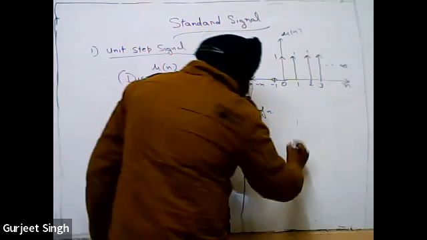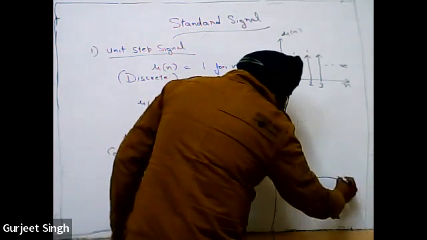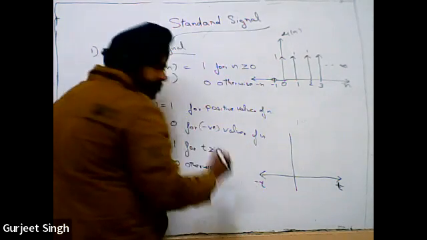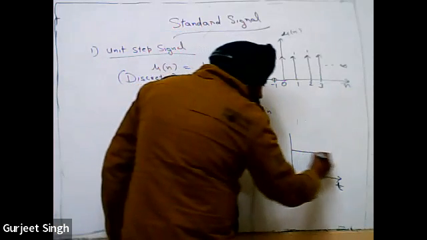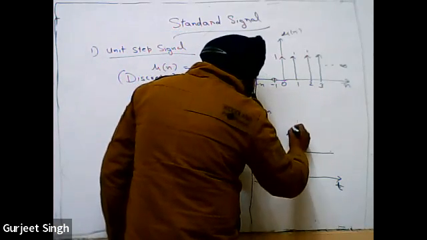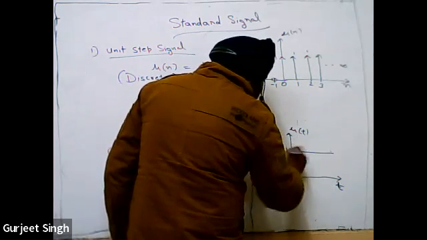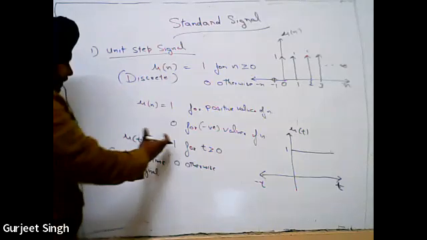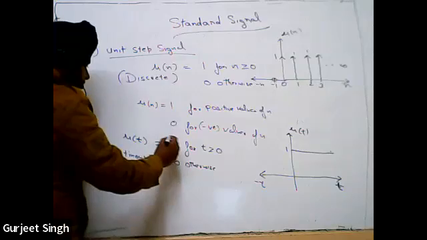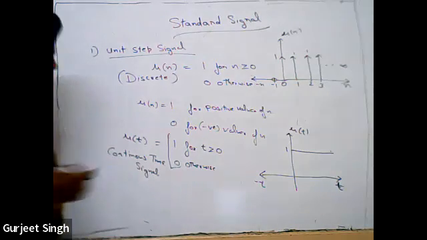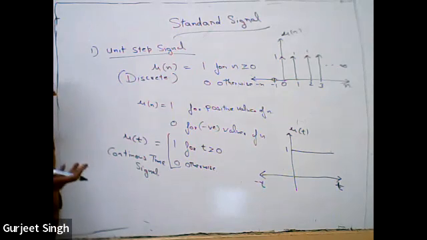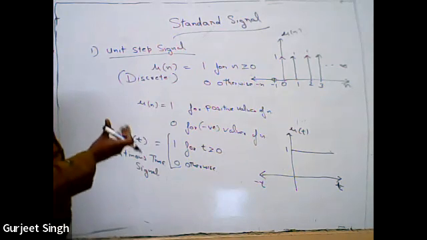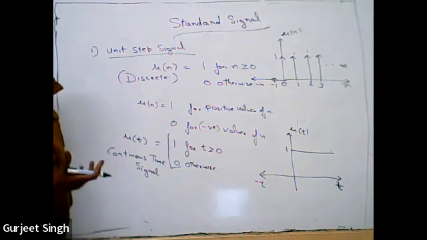So how to represent this signal? We draw the x-axis. Here it is t, and here we have minus t. Its representation is like this: this is u(t), and the amplitude is 1 for t greater than or equal to 0, or 0 otherwise. So this is the u(t) representation for the continuous time signal, and this is the discrete time signal. This is the first signal, the unit step signal.